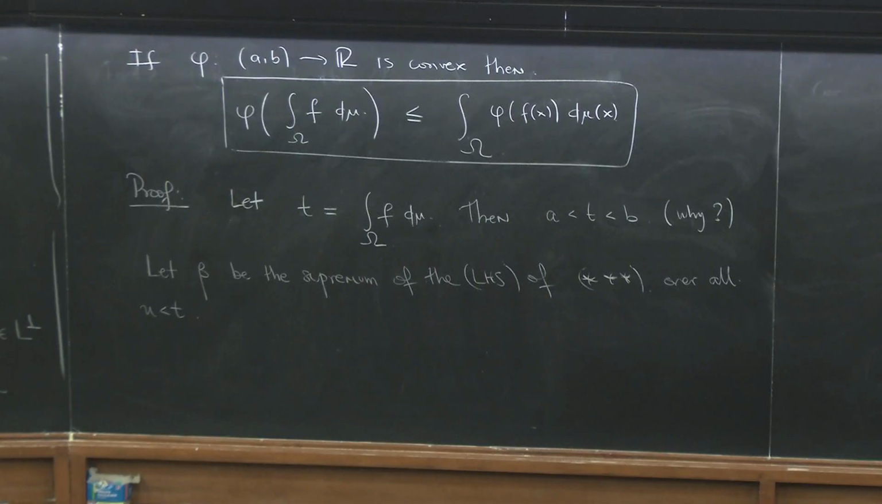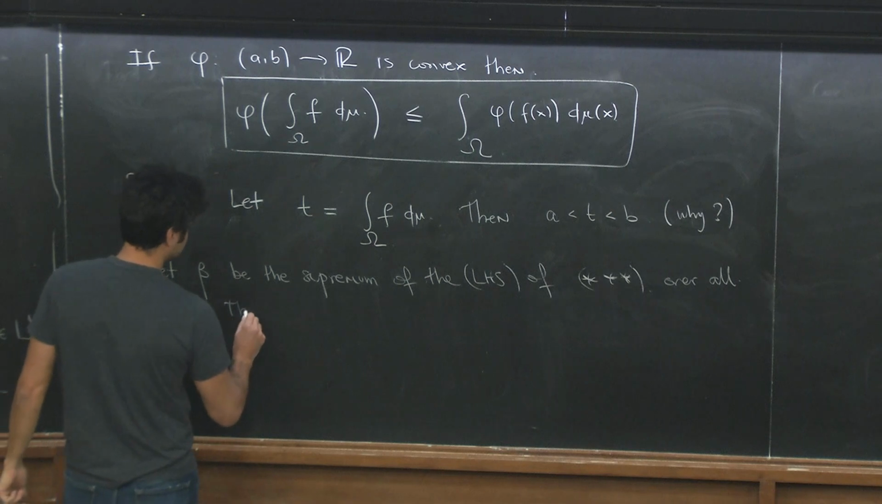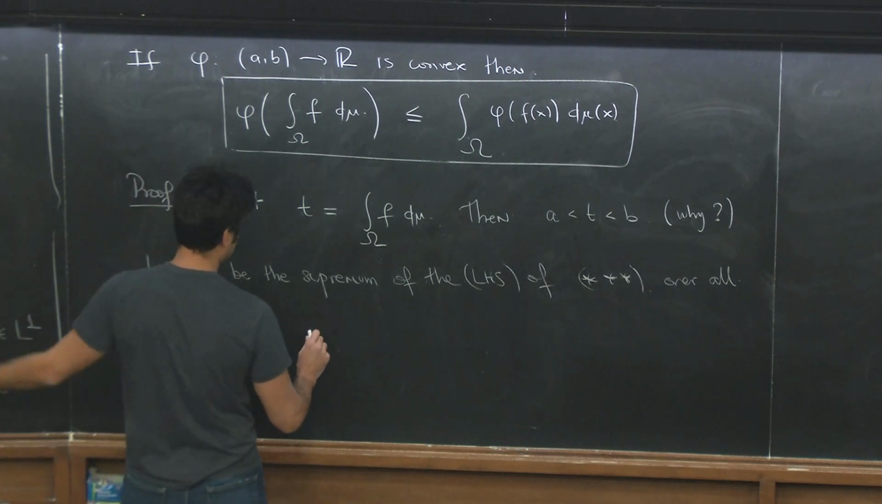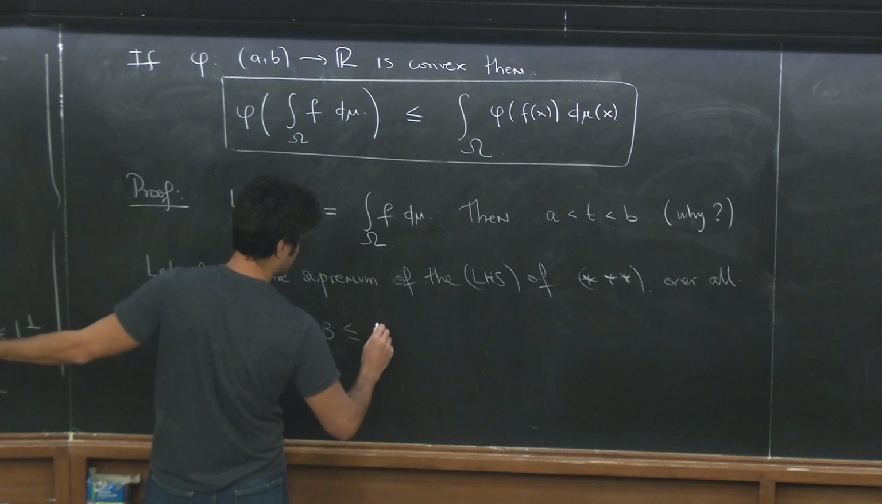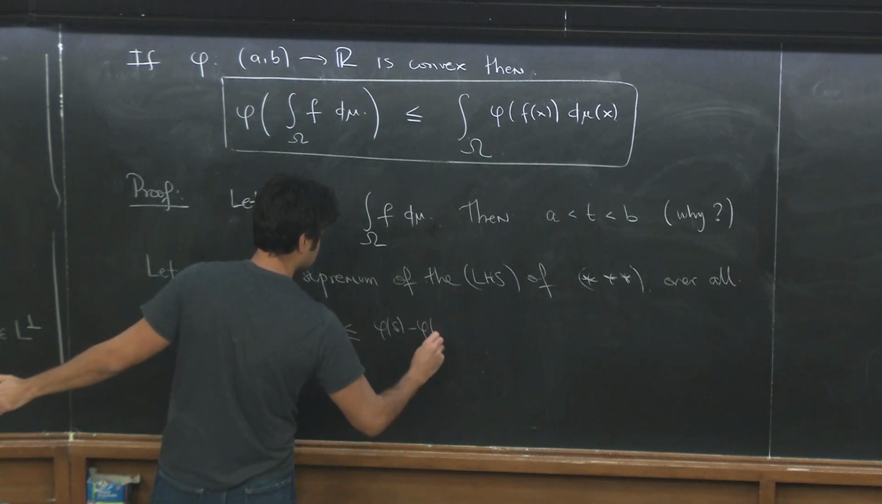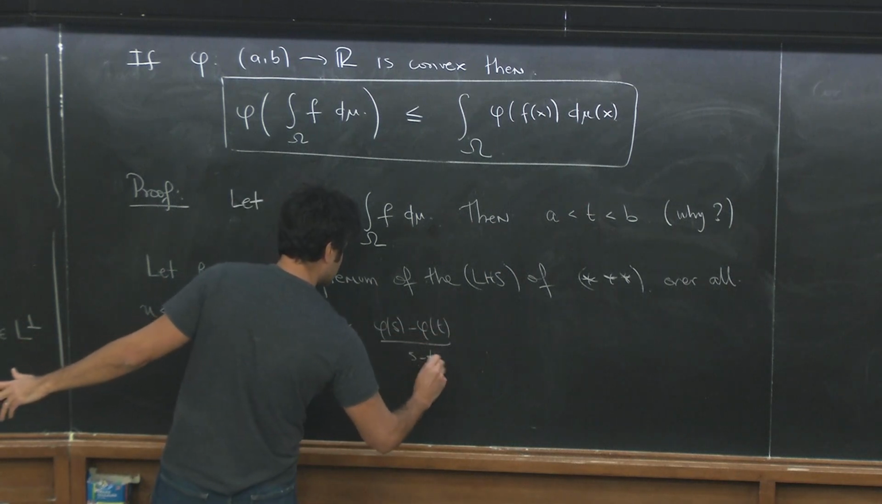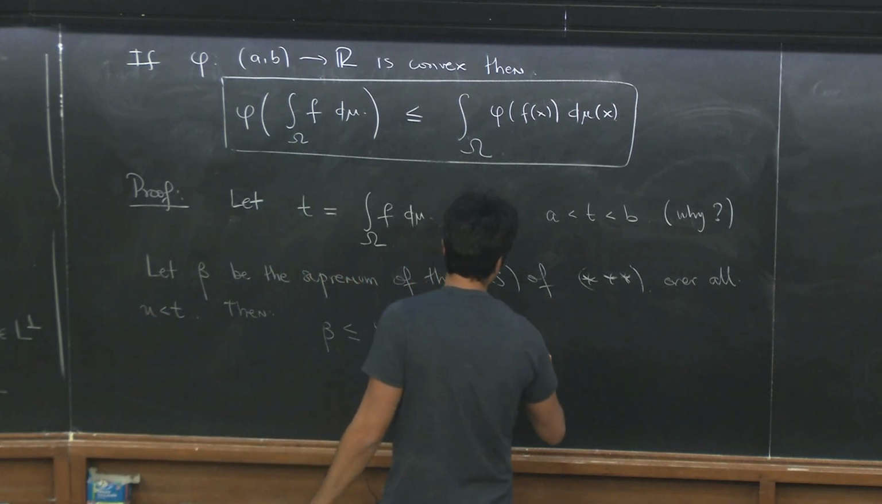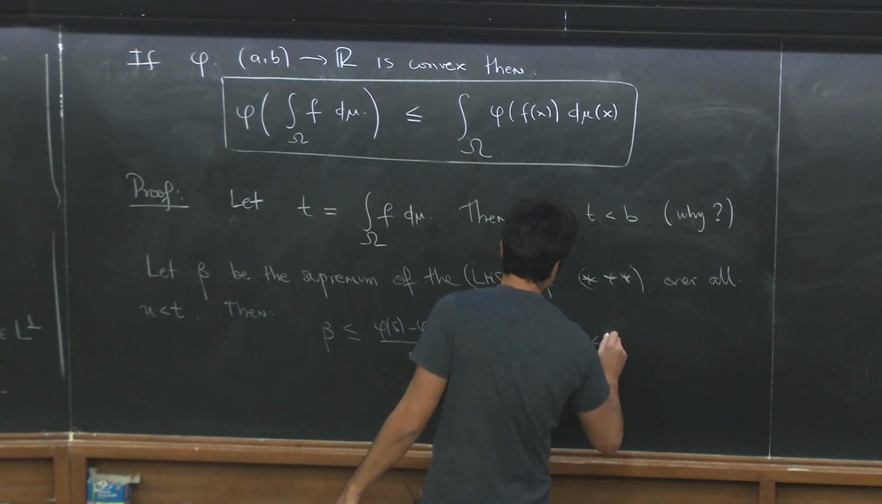Okay? Of course, since each of these numbers loses to phi of s minus phi of t over s minus t for any particular choice of s to the right of t, then the supremum over the left-hand side also loses to any of these numbers here. Okay? So then you have that beta loses to the right-hand side, phi of s minus phi of t over s minus t, for any s that is bigger than t.